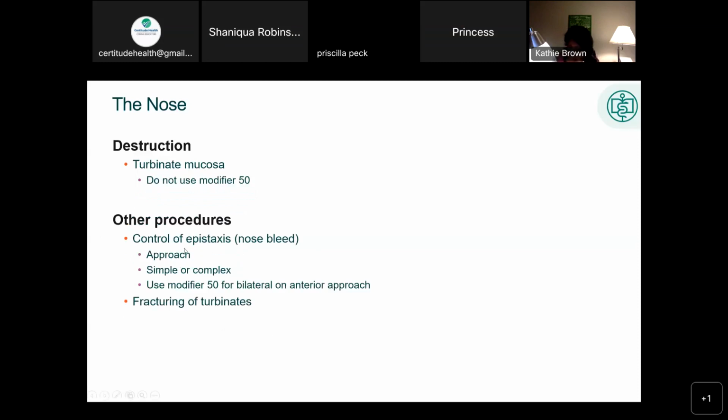Control of epistaxis. This is a fancy word for a nosebleed. With this particular code, again, it will be identified as simple or complex, depending on the extent of how they would have to. It says the approach, but approach really means the method by which they had to stop the bleeding. So if they had to fracture a bone in order to go in there and stop the bleeding, then they certainly would do that. And there are CPT codes to represent that.